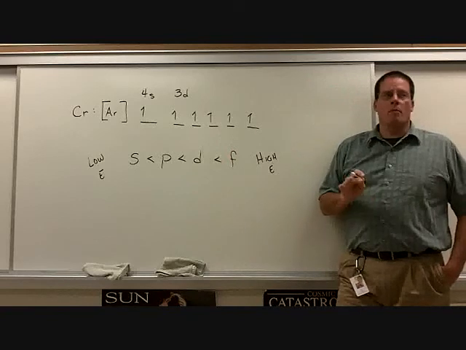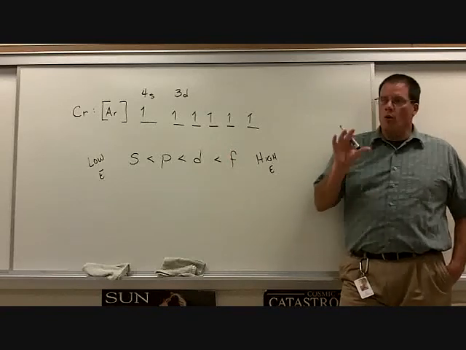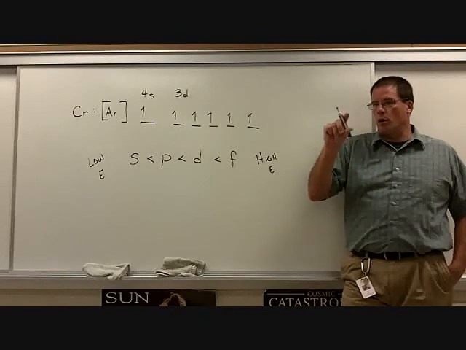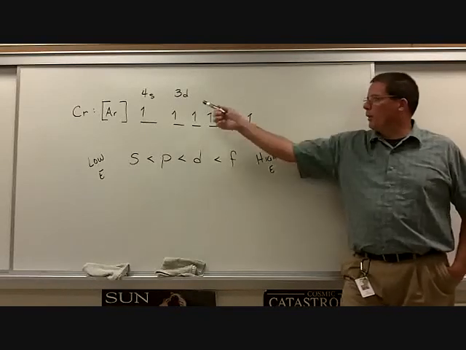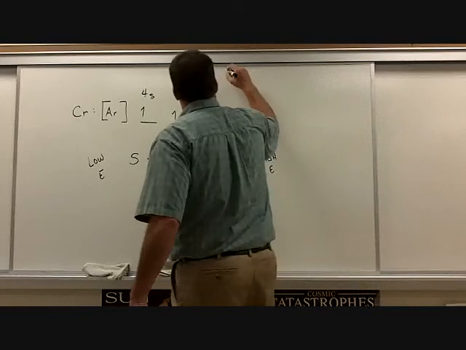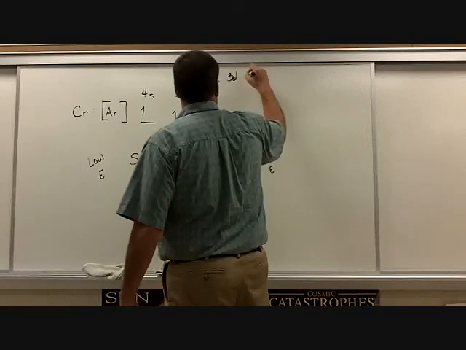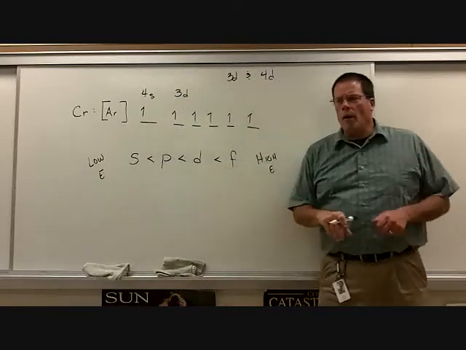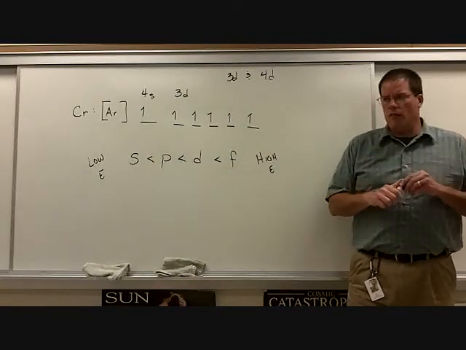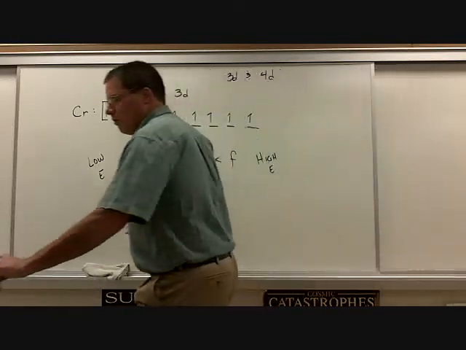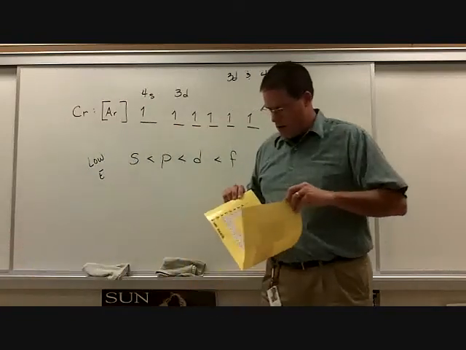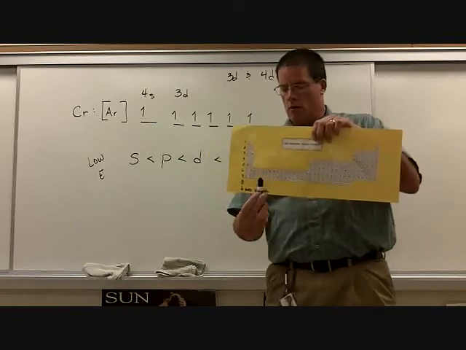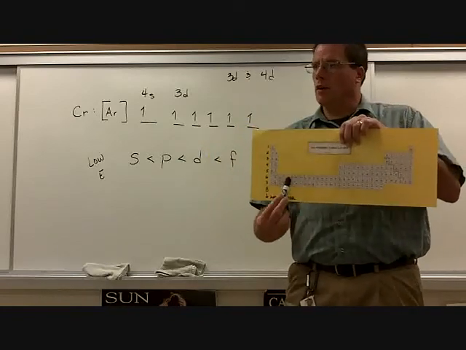Now here's the bad news. This special set of cases only applies to the first 2 rows in the d's, so the 3d and the 4d. Why would it not apply to the 5d or 6d? I'll give you a hint. Too high of an energy? Well, because of those 2, the f orbitals. Very good.